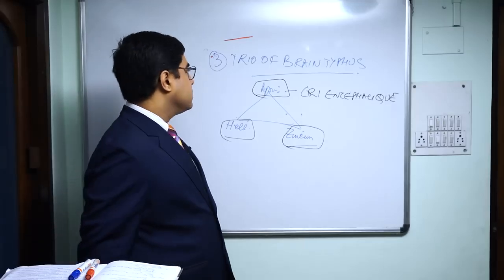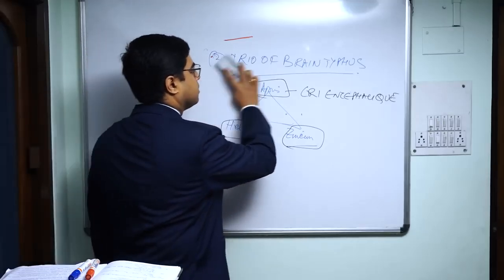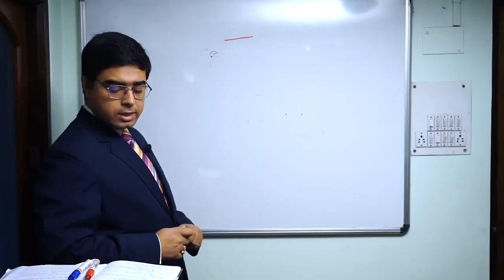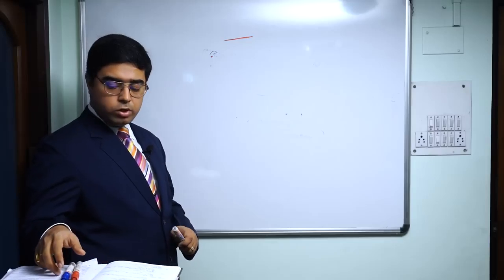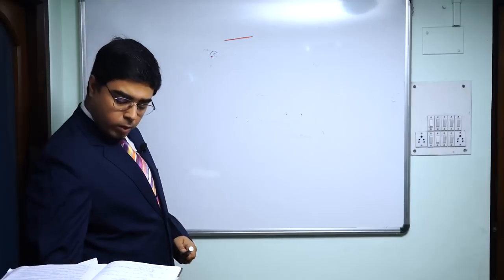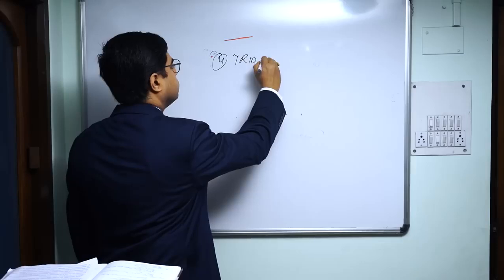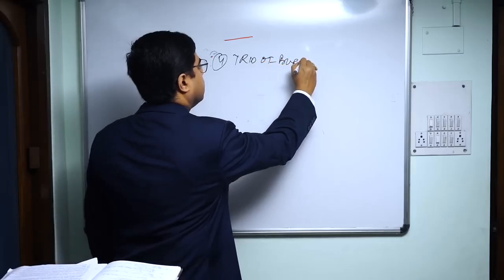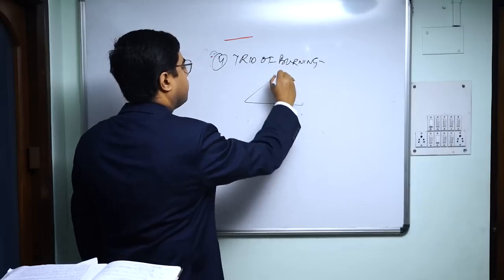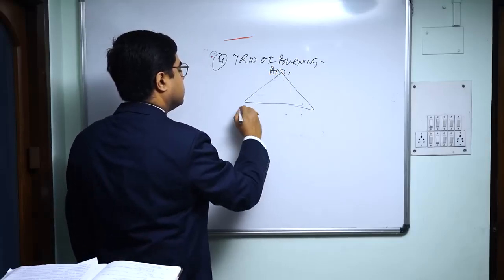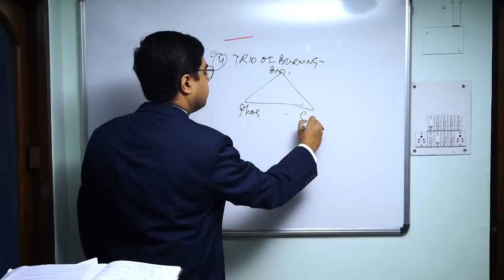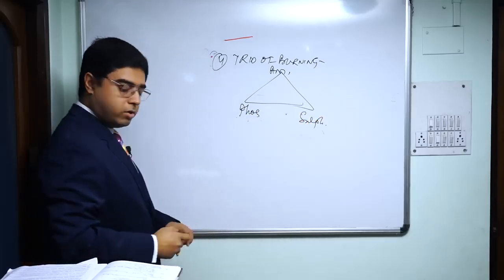So that, my friends, is your trio of brain typhus. The next one in this list, my friends, number 4, is the trio of burning. And when you consider the trio of burning, you have that your top is arsenic, phosphorus and sulfur. Arsenicum, phosphorus and sulfur, 3 of the greatest polychrests.